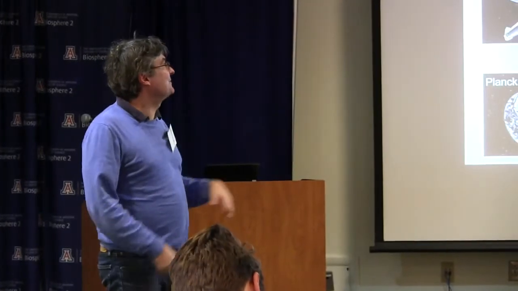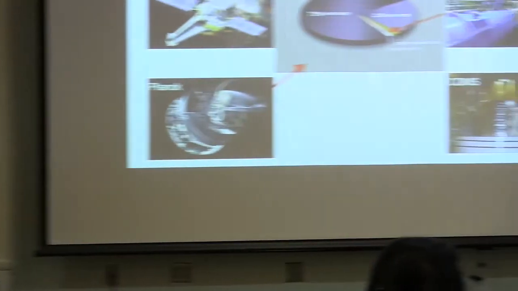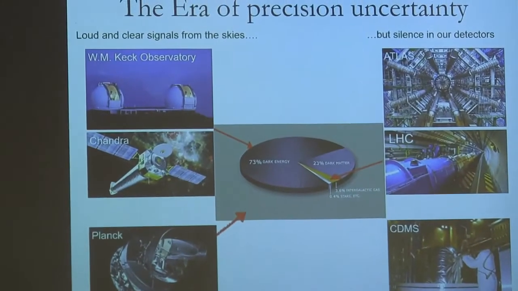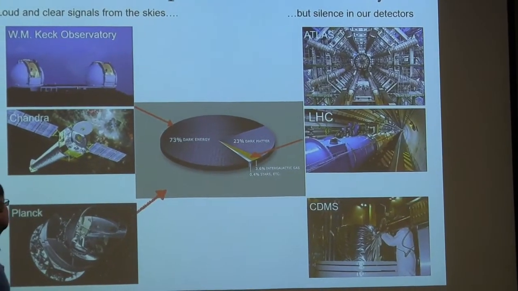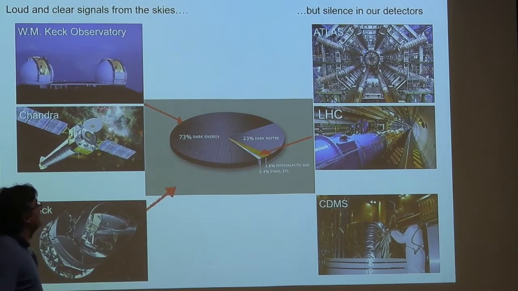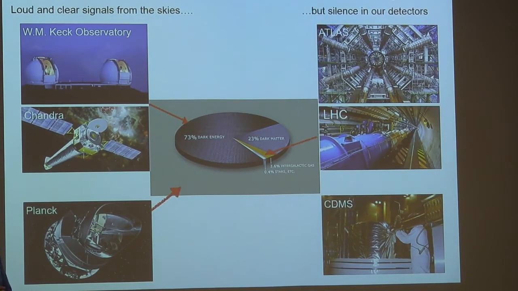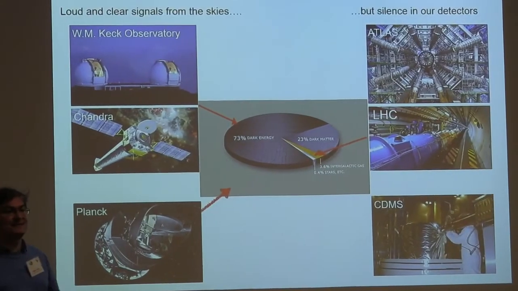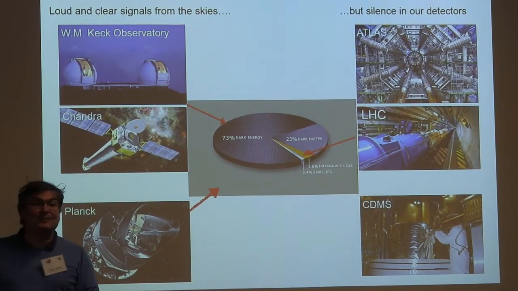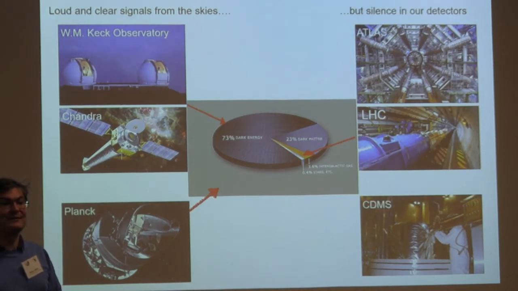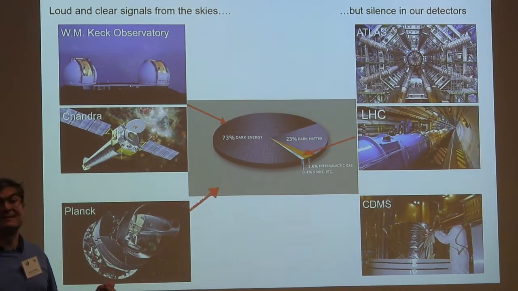Okay, so the first question is why would I want to spend a lot of time and money to measure the fine structure constant? And here's my slide here, the error of precision uncertainty. What I mean by that is that we have a fantastic standard model of particle physics, but loud and clear signals from the skies tell us that it's incomplete. There's dark matter, there's dark energy. Together, they make up 96% of the mass of the universe, and we have no idea what they are.